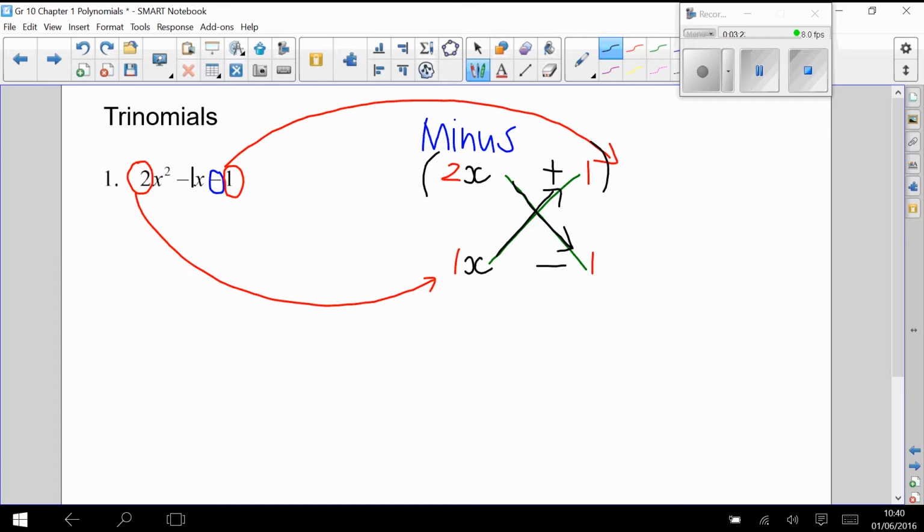This is a great method because now each row in fact represents a bracket factor. And if I read the top row off, my first bracket factor is going to be 2x plus 1, and my second bracket factor is x minus 1. When you have coefficients at the front and at the back of your trinomial, it is much easier to factorize using this method because sometimes doing it in your head isn't as easy.